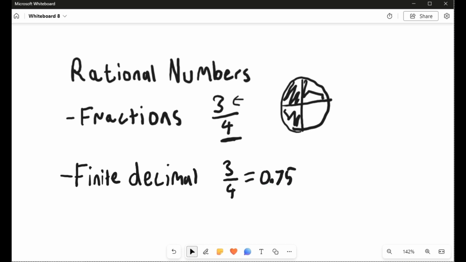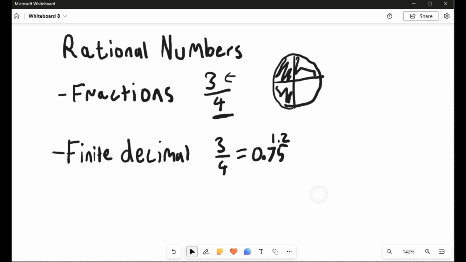0.75 is an example of a finite decimal because it has a limited number of decimal points. So if I look, it only has 2 decimal points. But a finite decimal can have any number of decimal points that's a limited number. So I could have a decimal with 1,000,000 decimal points, but it's not an infinite number of decimal points, so it's a finite decimal. And that means that I can represent it as a fraction, and it's a rational number.